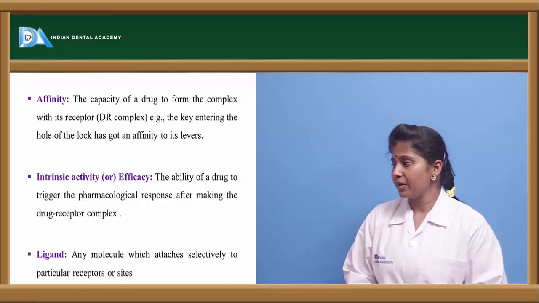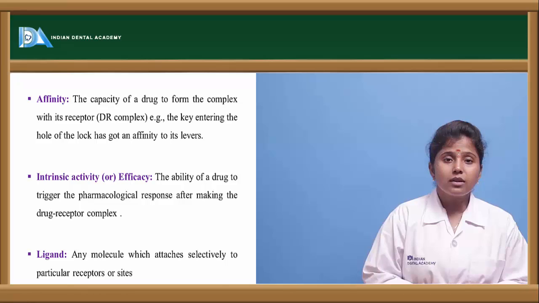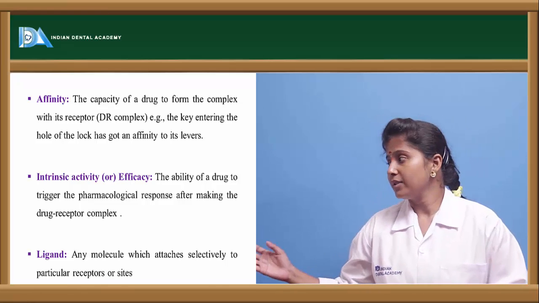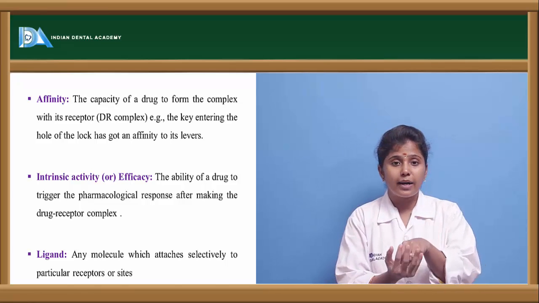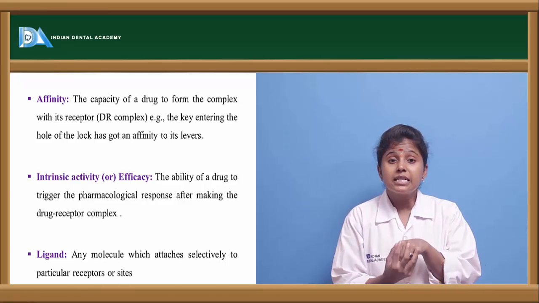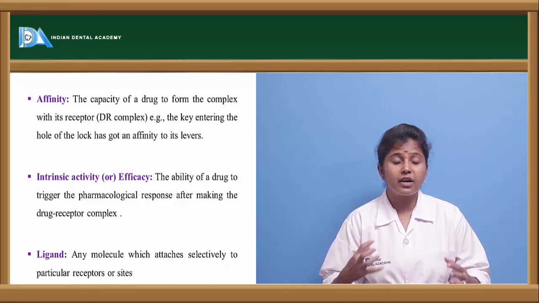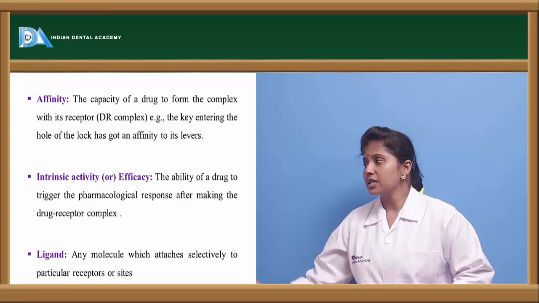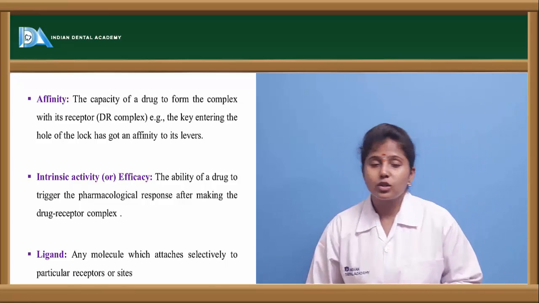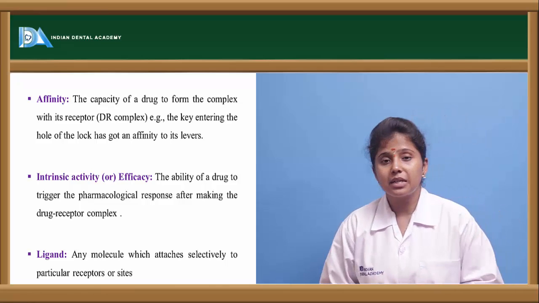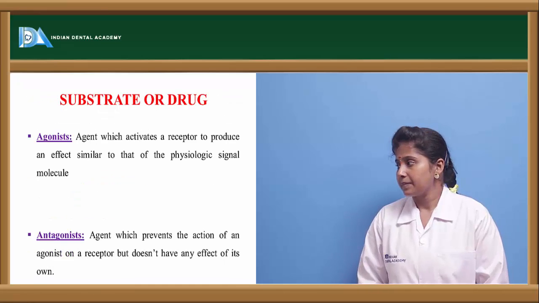And intrinsic activity or efficacy means the ability of the drug to trigger the pharmacological response after forming the drug receptor complex. Once the drug binds to the receptor, it has the ability to alter the pharmacological effect; the body functions get altered. So this is called intrinsic activity or efficacy of the drug. And ligand: a ligand is a compound or any chemical substance which binds to the receptor at its site.